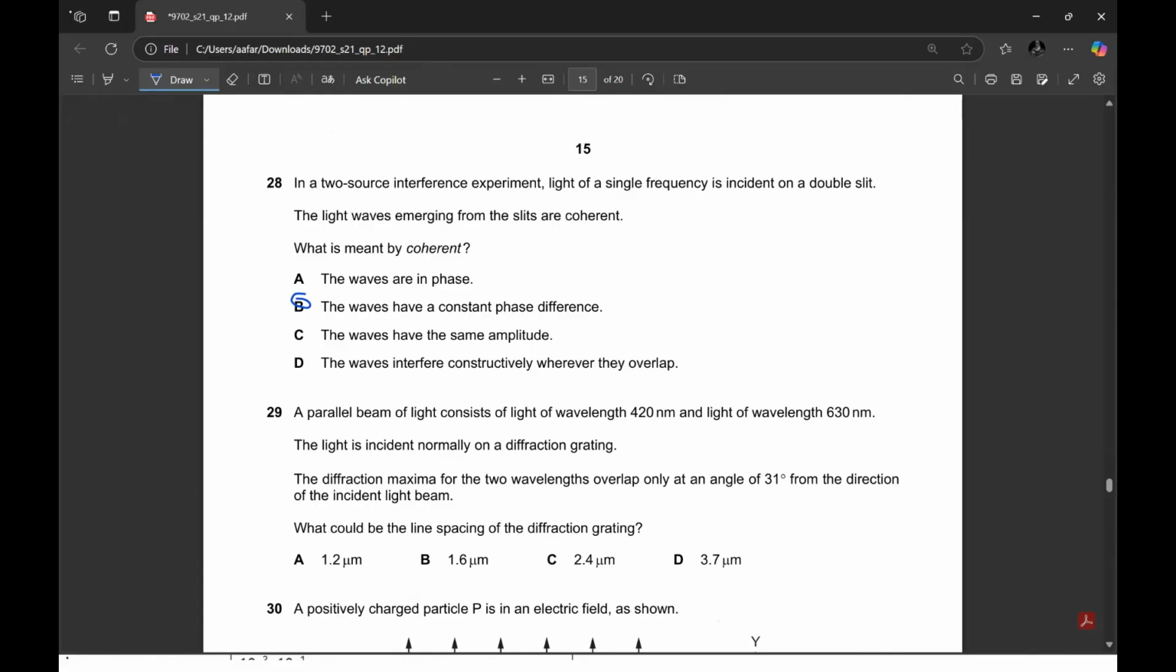A parallel beam of light consists of light of wavelength 400 nanometers and light of wavelength 300 nanometers, incident normally on a diffraction grating. Diffraction maxima for the two wavelengths overlap only at an angle of 31 degrees from the direction of the incident light. What could be the line spacing of the diffraction grating? Okay, so we have the angle. We know that d sin theta is equal to m lambda, right?